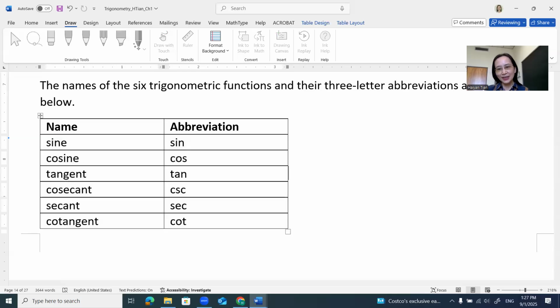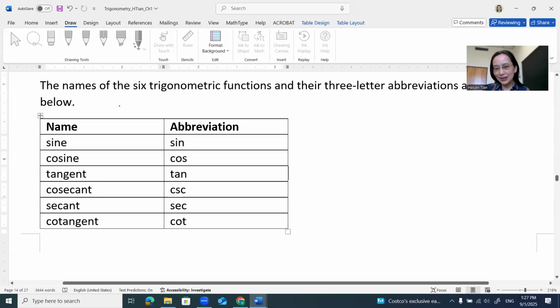Cotangent. Okay, so only knowing names is not enough because how do we calculate, right? How do we determine a function value? So what are these functions exactly? So let's take a quick look.